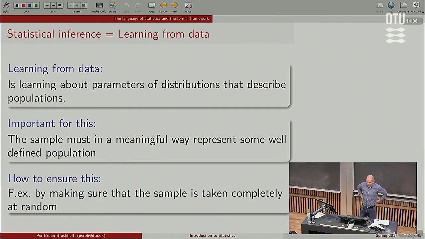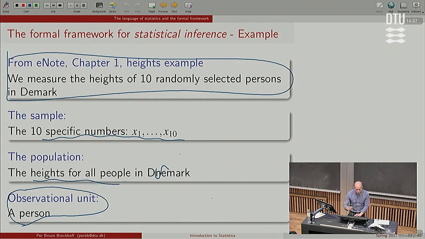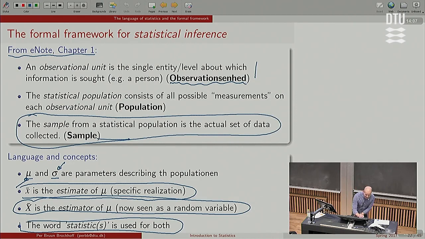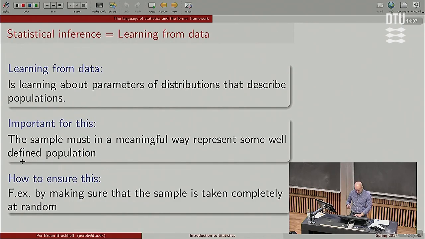Yeah. Statistical learning is about learning from data about the parameters of the distributions that describe the population. That would be the way a statistician would frame what we are doing. We are learning about these two unknown things by looking at the sample data. That's what we are doing when we do statistical inference.